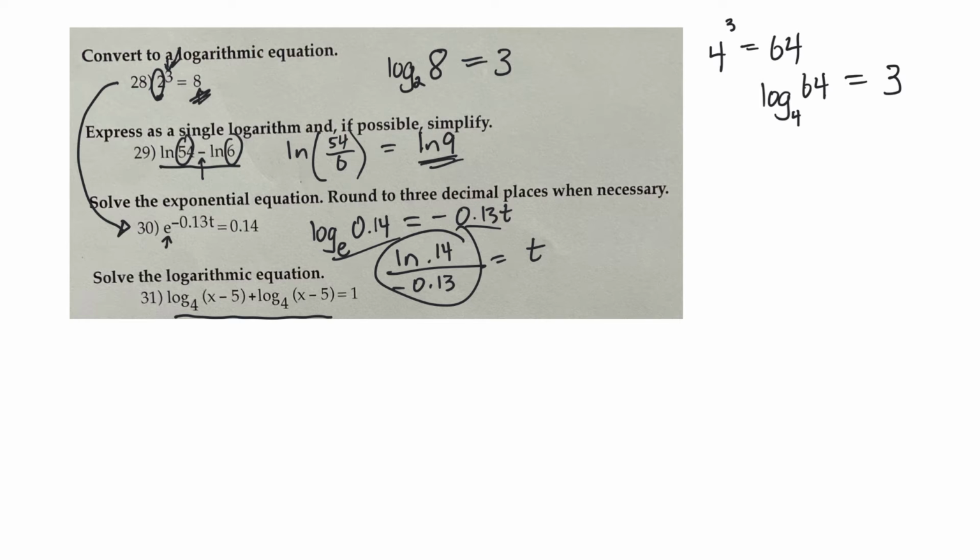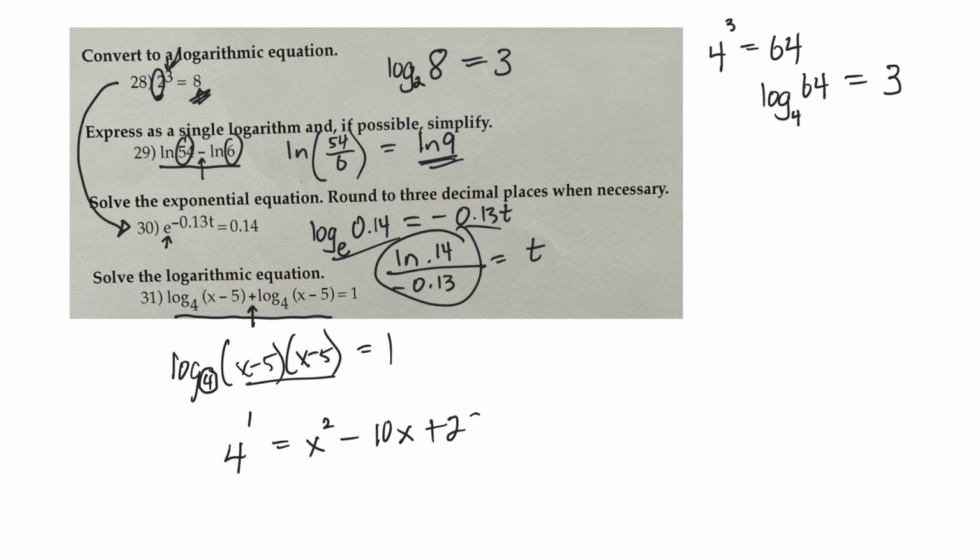Okay, this question, you said you did already, but I like it so much I want to do it too. So it's a quotient law. So squishing them together, it'd be log 4 of x minus 5 times x minus 5 is equal to 1. And then you change it from log form to exponential form. So here's the base, so 4 to the first is equal to these things multiplied together. I'm just going to do that quick. So it'd be x squared minus 5x minus 5x would be minus 10x plus 25. 4 to the first is just 4.